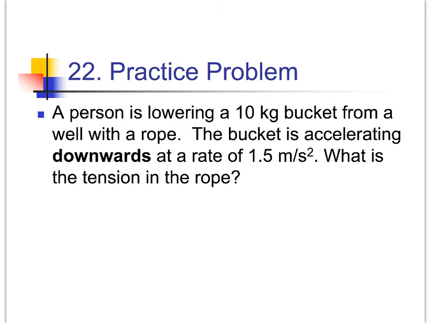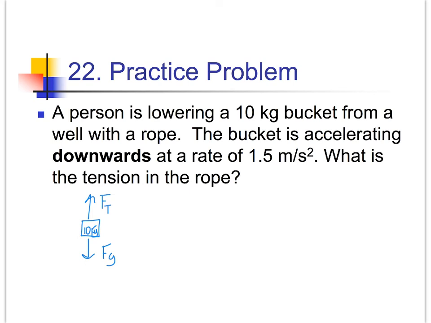Here's the first one. A person is lowering a 10-kilogram bucket from a well with a rope. The bucket's accelerating downward at 1.5 meters per second squared, and we want to know the tension in the rope. So what we want to first do is draw our free body diagram. We have the force of tension going up on the object, because the rope is above the bucket. We have the force of gravity going down. I always put the mass of the object inside the box there, 10 kilograms.